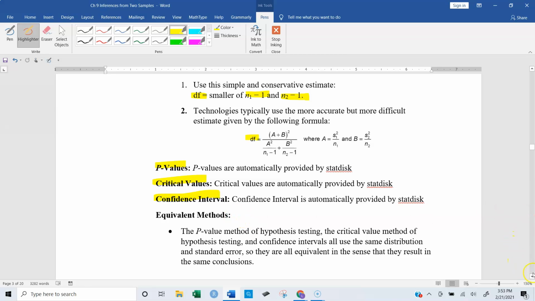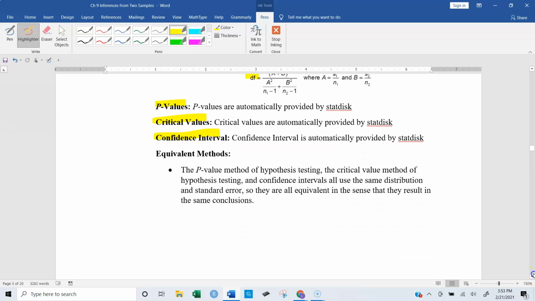And this time what's nice is all three of them give us the exact same thing. They are all equivalent in the sense that the results are the same conclusion. So all three reject the null, or all three fail to reject the null, unlike the proportion.